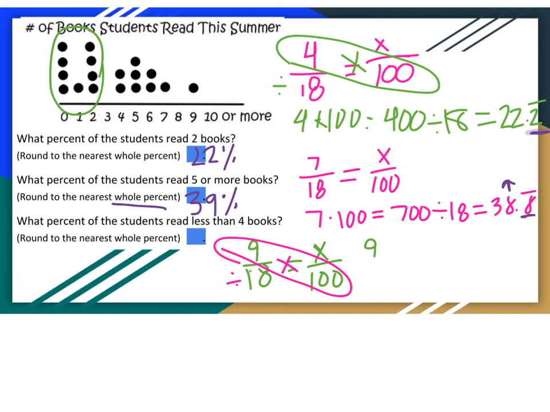Okay, I'm doing 9 times 100, which is 900, and then 900 divided by 18, which gives me exactly 50. So my answer for this one is 50%.